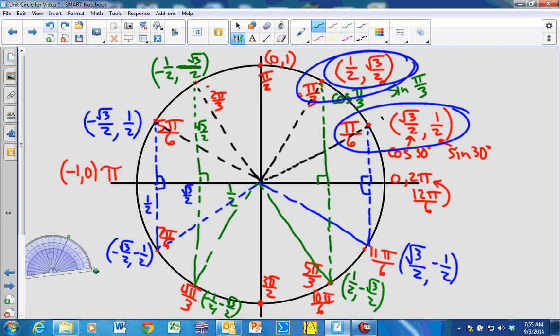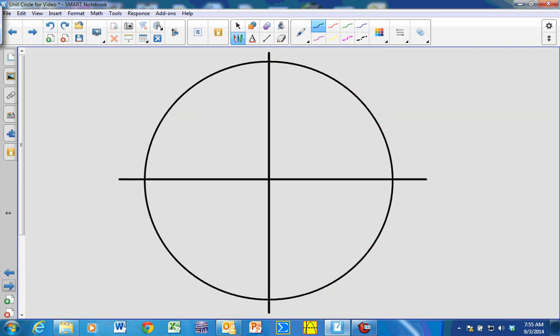So that's the 30, 60, 90s. Let's do very quickly a similar thing with 45, 45, 90. So now let's take the top half of the circle and divide it into 4 equal parts. So you're going to have halfway, halfway, halfway, and we'll do the same thing on the bottom. So we're going to divide this up. We'll go a little quicker this time because it's the same basic idea.